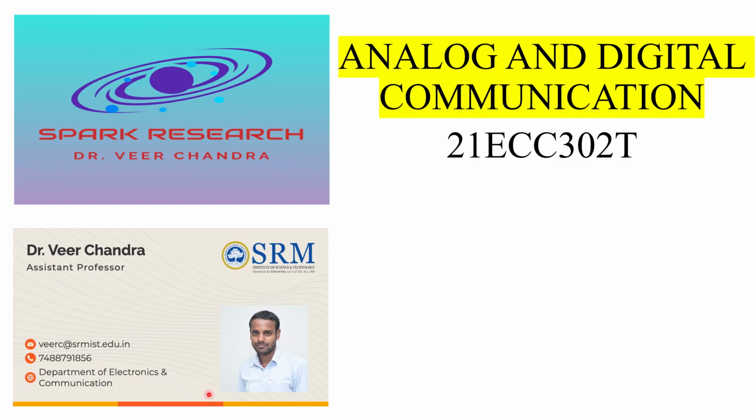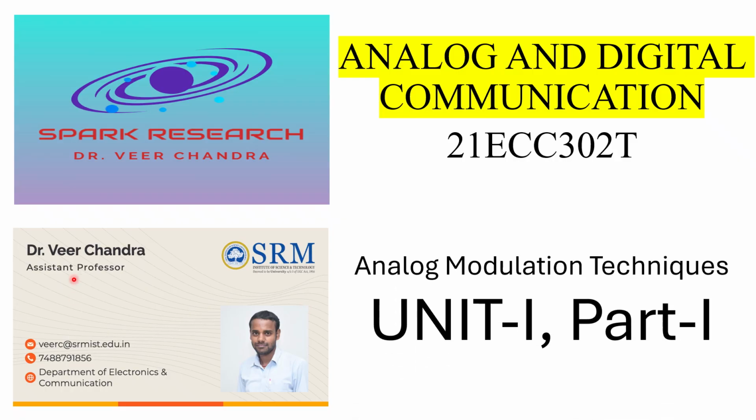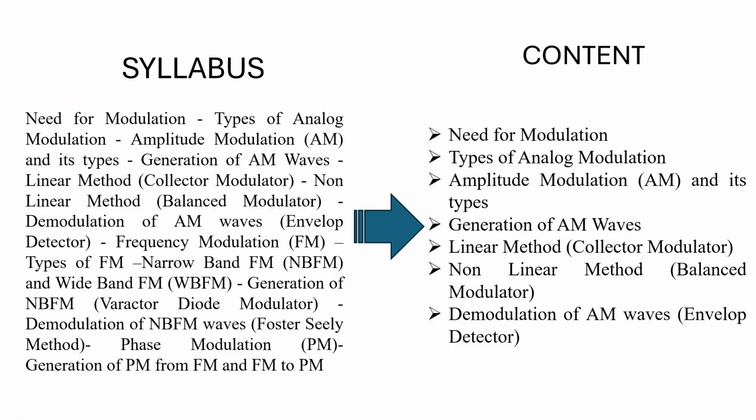The course code is 21ECC302. So we are going to take this course and complete it. In this session, we are going to take the parts from the first unit, and particularly we'll focus on the analog modulation technique. Here is the syllabus, and we are going to take the contents from this particular course only.